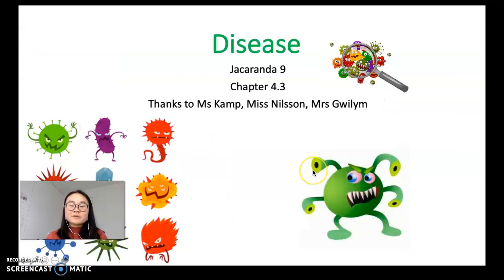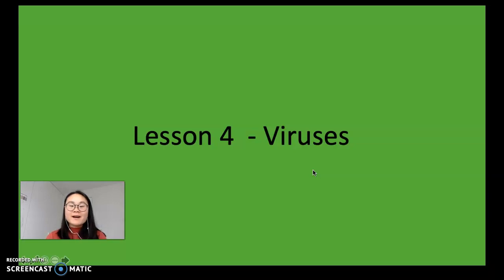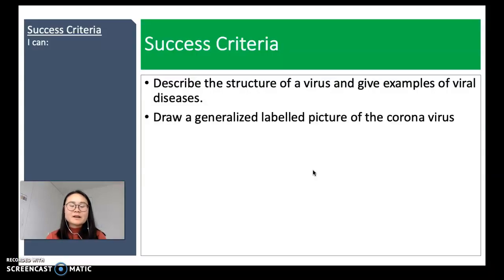We're going to continue on with disease today with lesson 4, viruses. Alright, so your success criteria are to describe the structure of a virus and give examples of viral diseases, and secondly to draw a general labeled picture of the coronavirus. You should also be able to draw a general, just a basic virus structure.